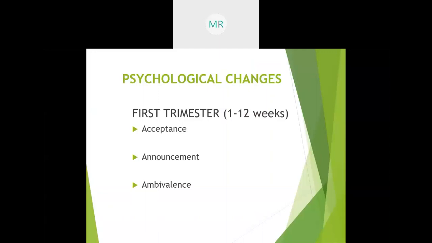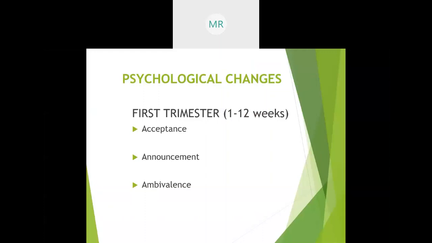So there are 3 things that we think about when we talk about psychological changes in the first trimester. Acceptance, so accepting the pregnancy. Was it intended? Was it unintended? Is it going to affect my career, the timing? And then announcement. Am I going to announce the pregnancy or not? And then sometimes a feeling of ambivalence. It's a feeling that you're pleased or you're not pleased about the pregnancy.